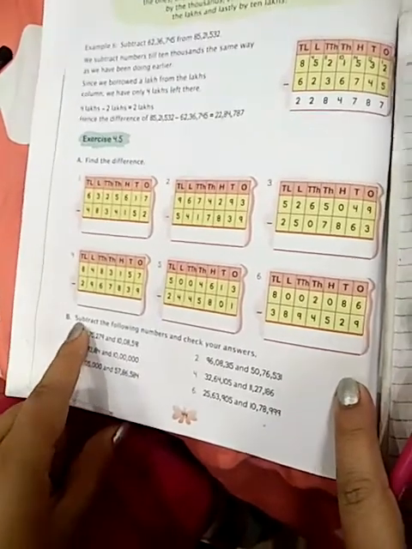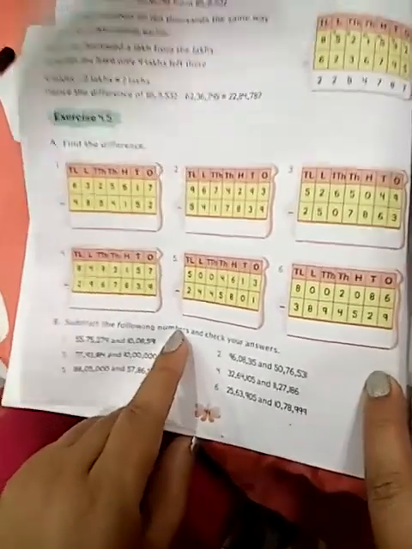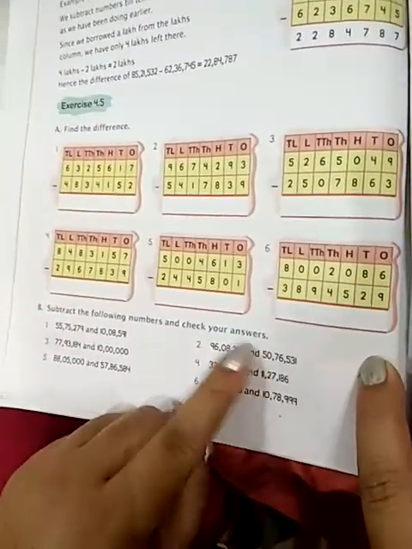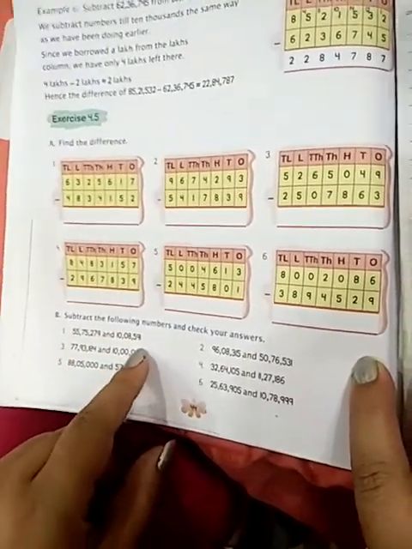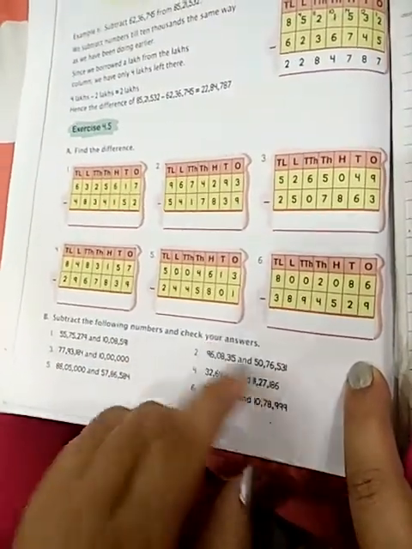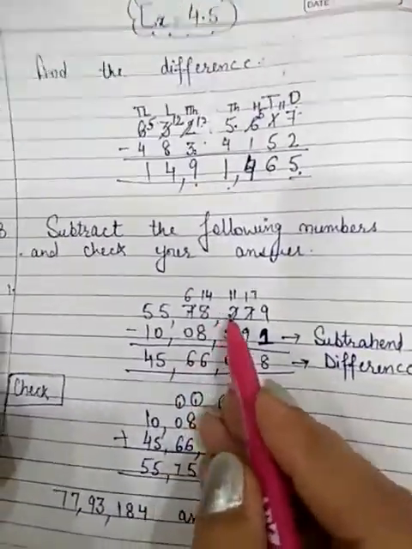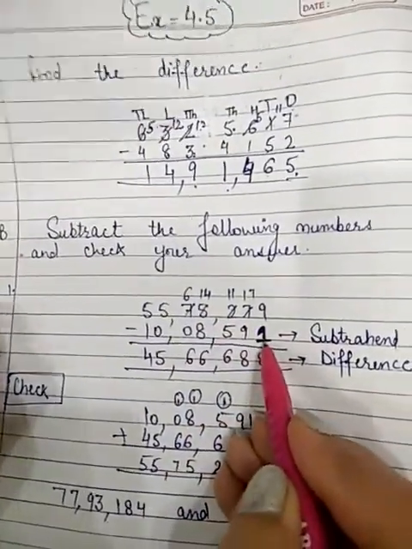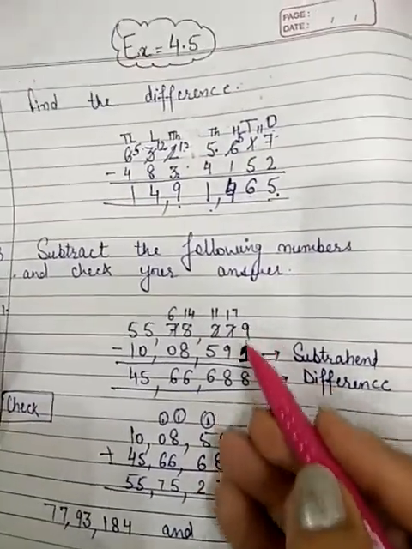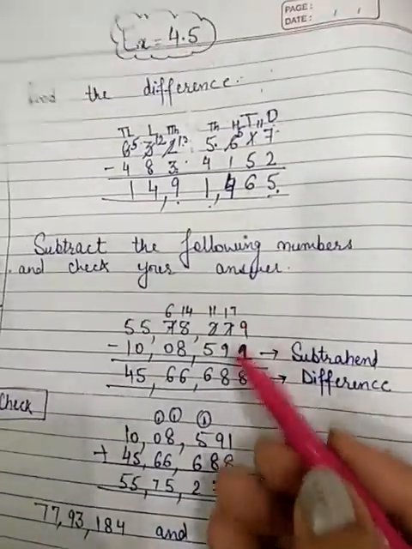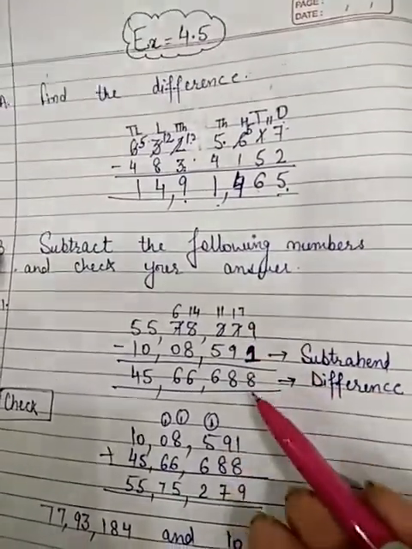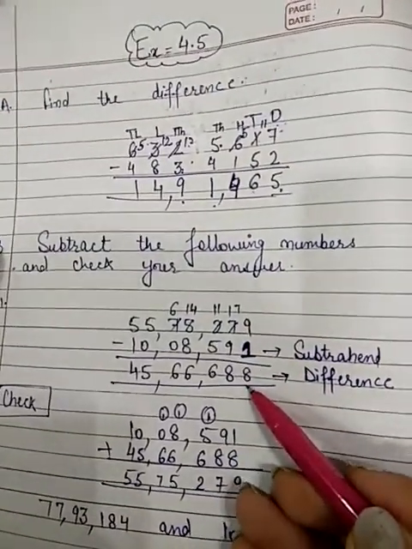Let's do B part. Subtract the following and check your answer. First of all, I will subtract these two, and I will tell you how to check. So let's start. First of all, I have arranged both the numbers vertically and let's start subtraction. You all know subtraction, so one I have done for you.